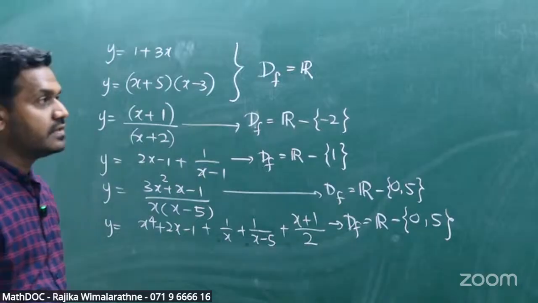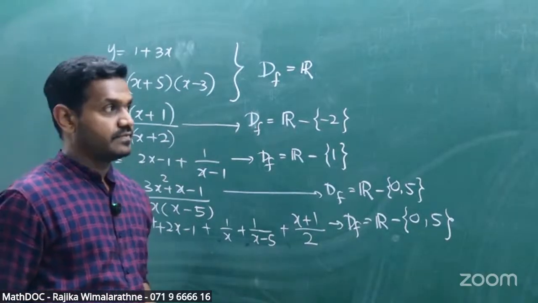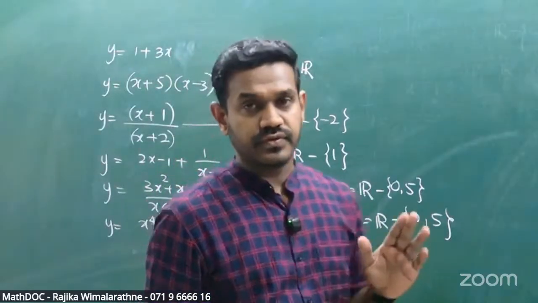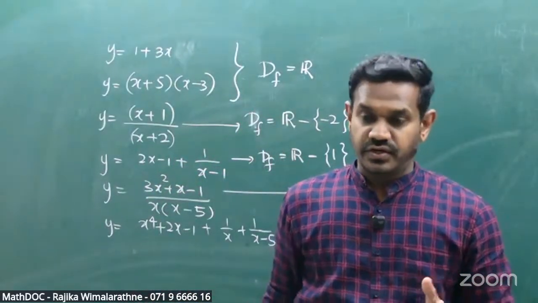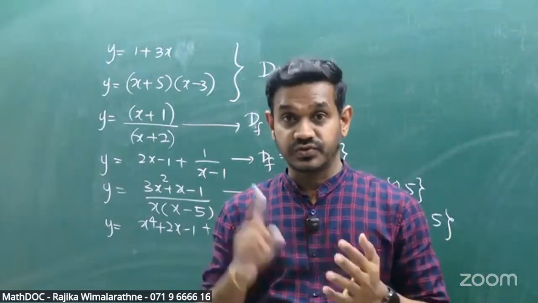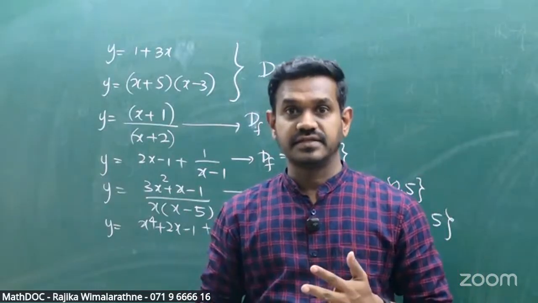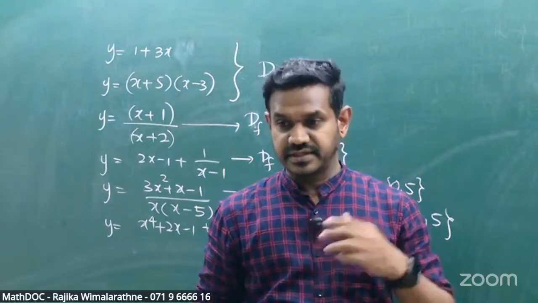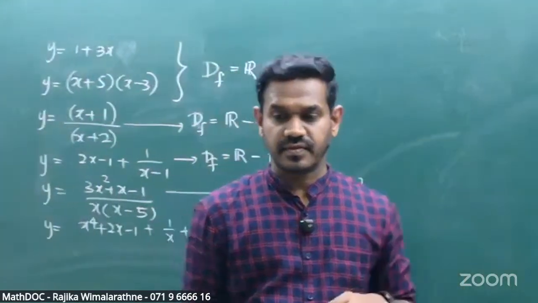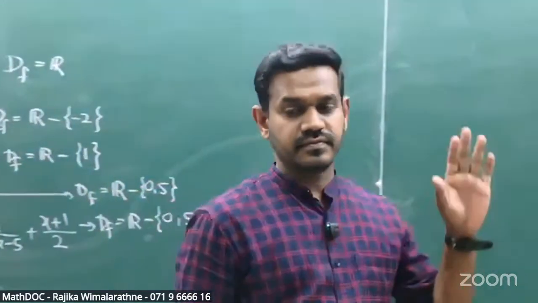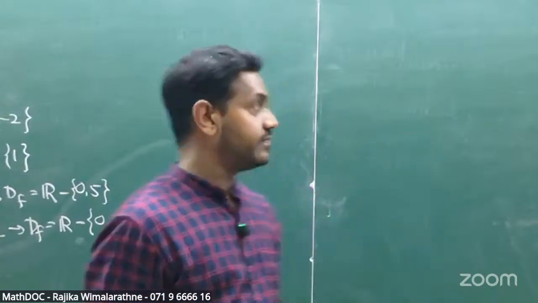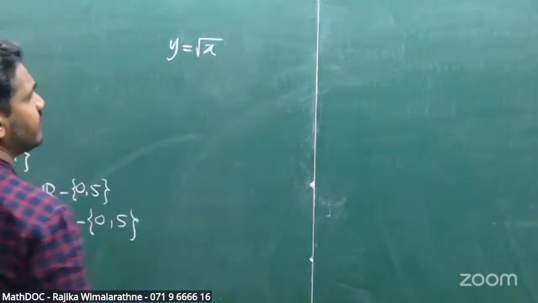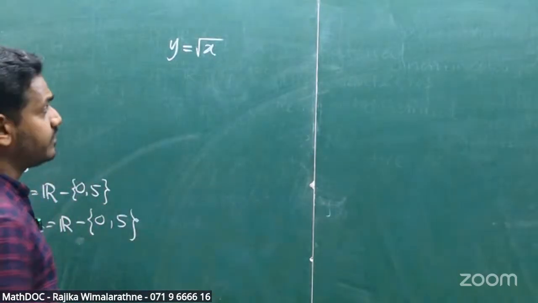Okay. Now let's move a little further. Again I told you, when you have functions, you have to think about square roots, denominators, and logarithms. Now see this one. Consider irrational expressions like y equals root x. That is what we call irrational.